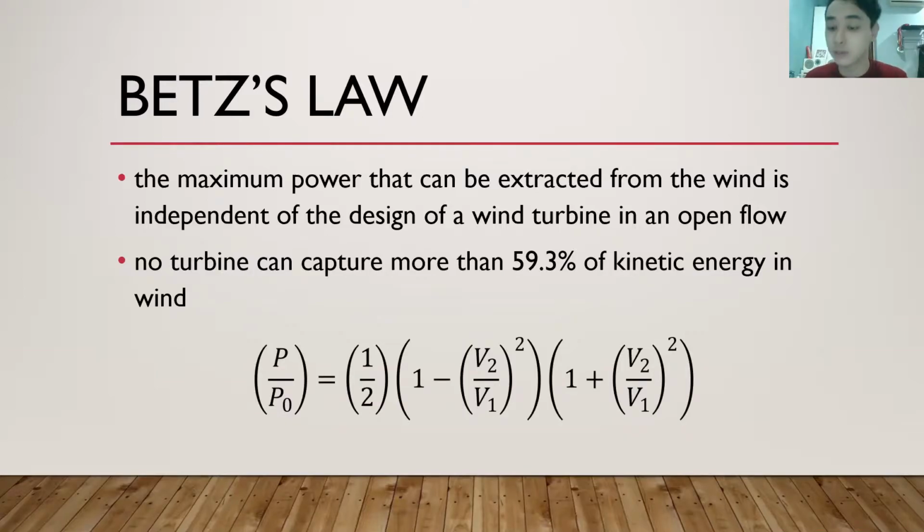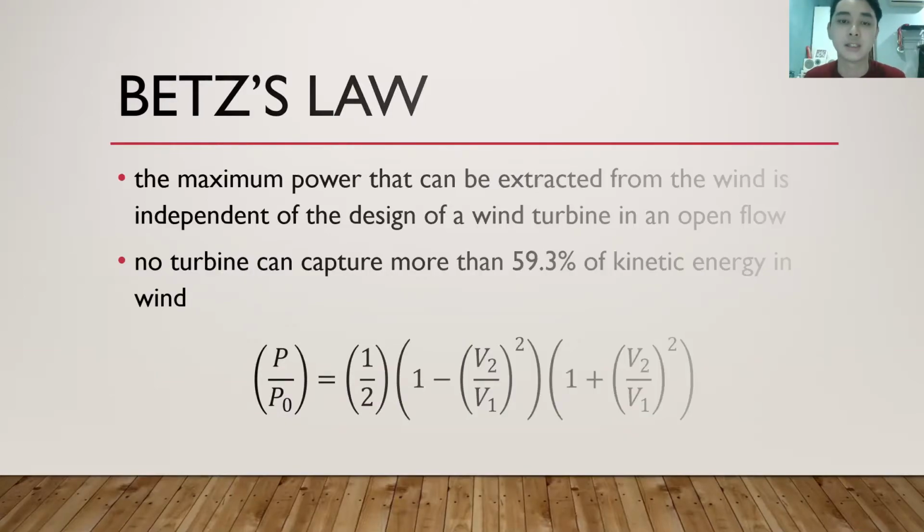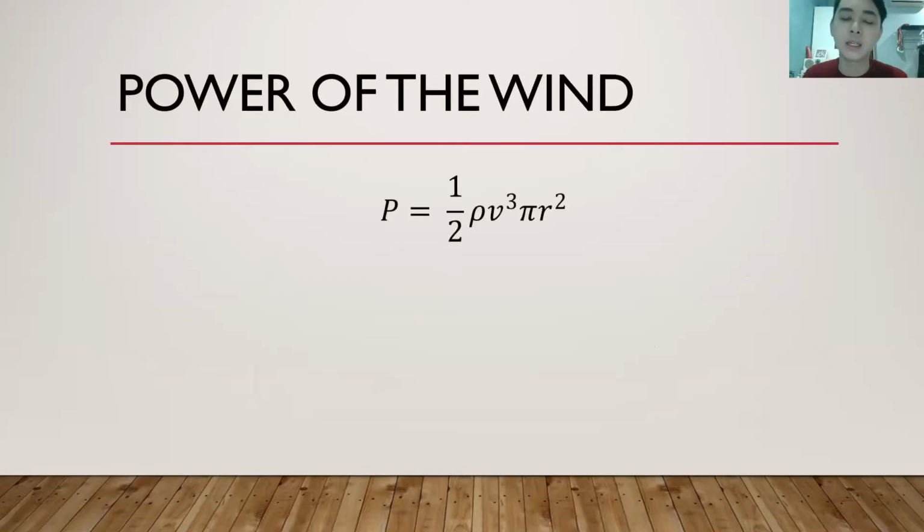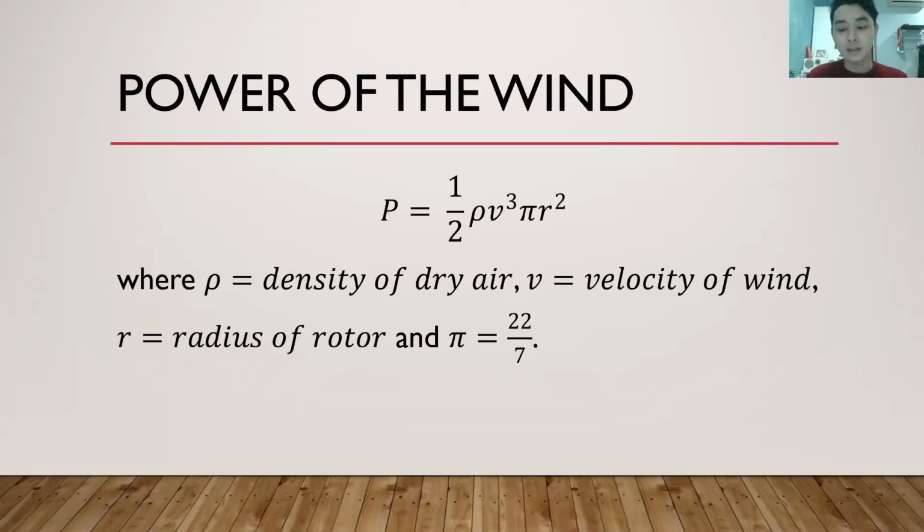Okay, so now we move to the last part, which is the power of the wind. P equals half rho v cubed pi r squared. So we are able to calculate the power of wind passing perpendicularly through a circular area. Now I have explained my part, which is the conception of the system. Now I will pass to the next speaker to explain how a wind turbine works.